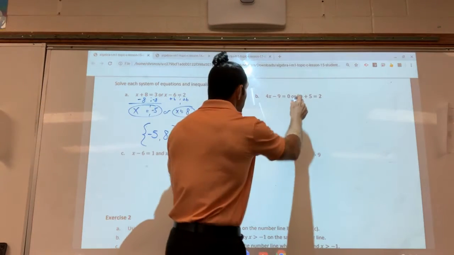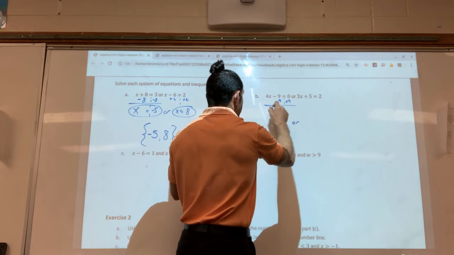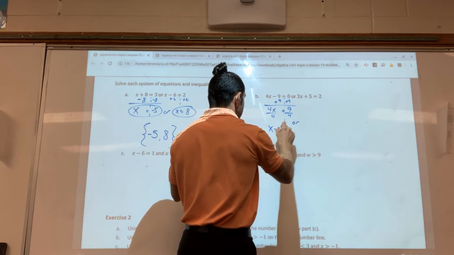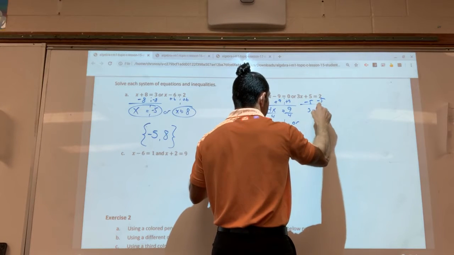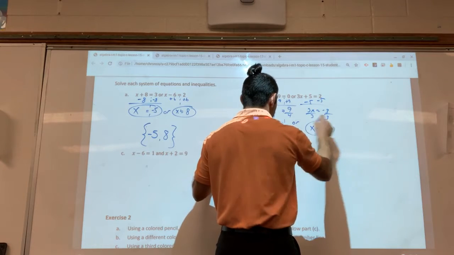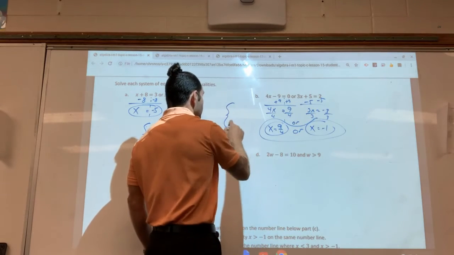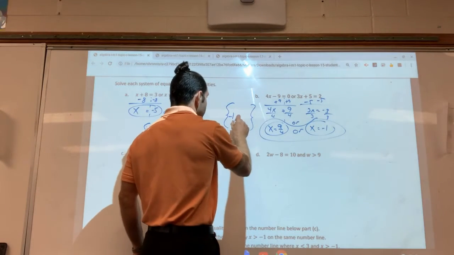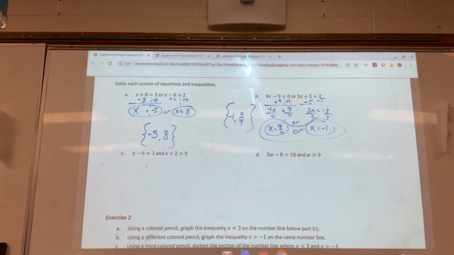Same thing here. We've got another "or." So, add 9. That leaves me 4x equals 9. I divide by 4. x equals 9/4. Or, subtract 5. 3x equals negative 3. Divide by 3. x equals negative 1. So, here are my answers. Well, how do I show this? I'll always put my smaller number first. In this case, it's negative 1, positive 9/4. Okay? And this is what we're doing.